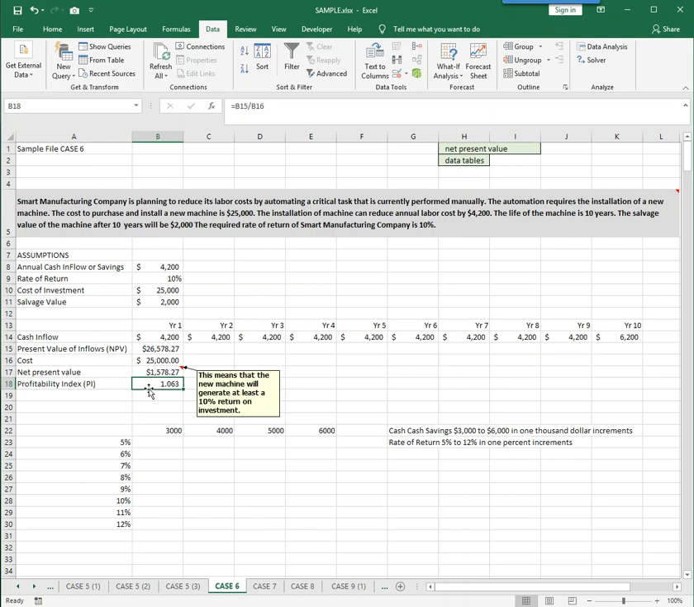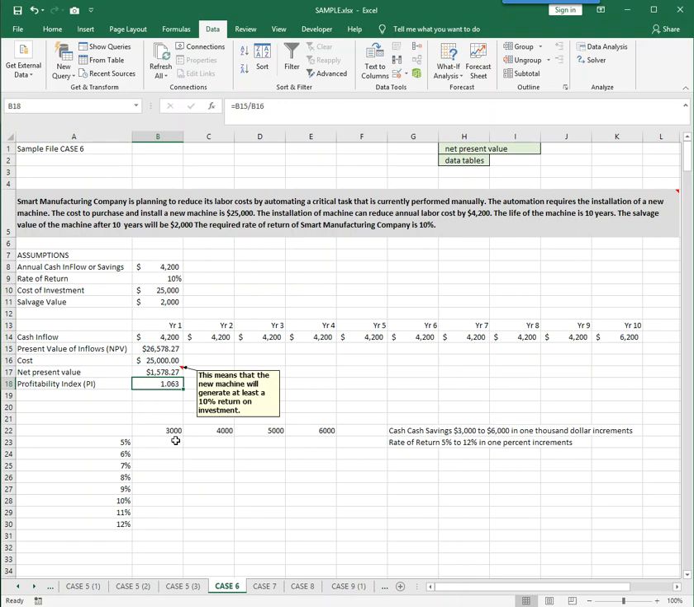If the profitability index is less than 1, or the net present value is negative, it's below 0, that means the investment should not be made. But that doesn't mean the investment's not profitable. It means that the rate of return has not been met.